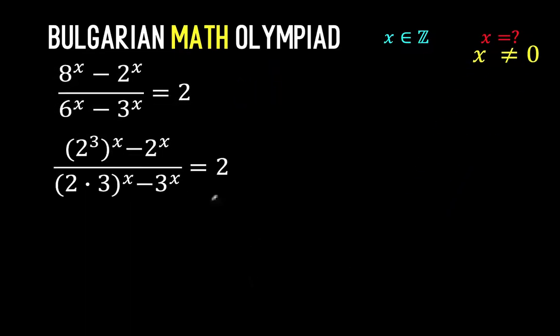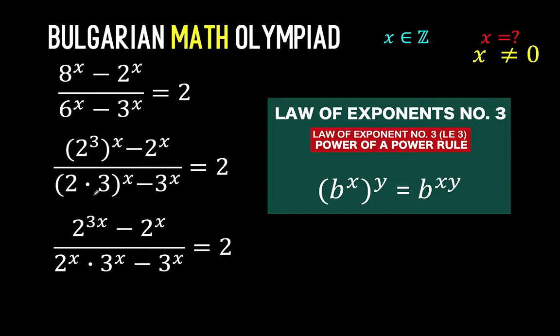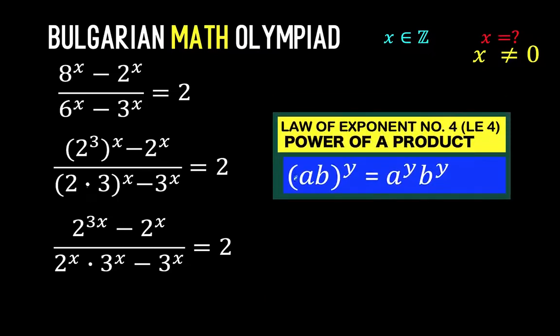Next, let's simplify this given equation. We know that 8 is 2 raised to the third, 6 is 2 times 3, and we copy all the rest. Then, let's recall some laws of exponent. Using the power of a power rule of exponents, we can simplify this part here to make it 2 raised to 3x. And we can simplify this bottom part by recalling the power of a product law of exponent. We have here a product raised to an exponent that becomes the first factor raised to the exponent and the second factor raised to the same exponent. So here, 2^x times 3^x, all the rest are copied.